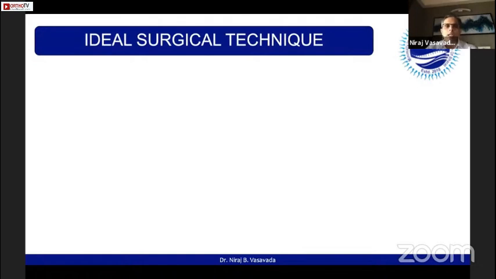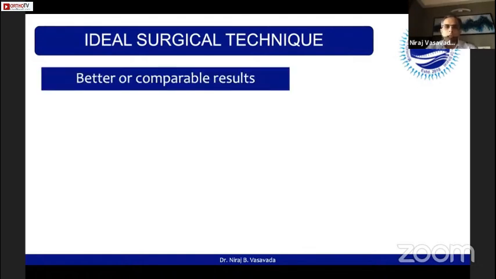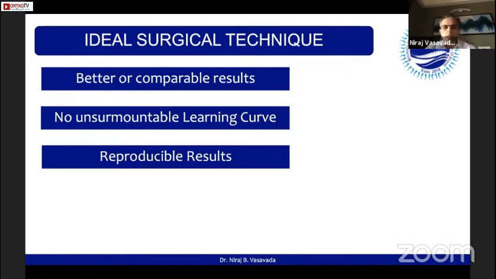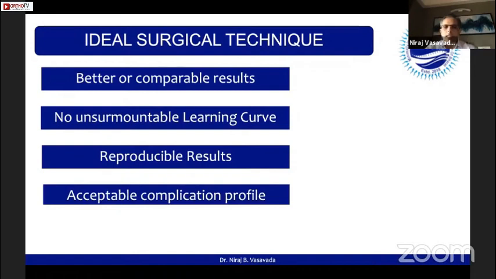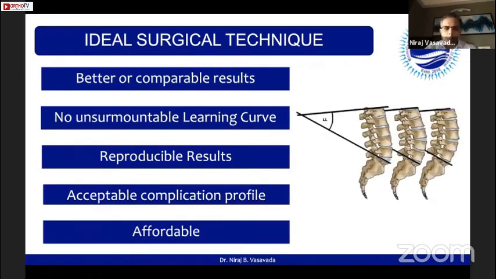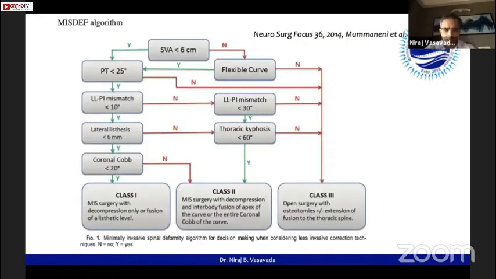So what is an ideal surgical technique? Our ideal surgical technique should yield better or comparable results. The technique should not have an insurmountable learning curve. It should persistently reproduce the same good results with an acceptable complication profile and be affordable to our pocket. And in this particular case, it should give significantly better lumbar lordosis than other techniques to be considered a superior technique.